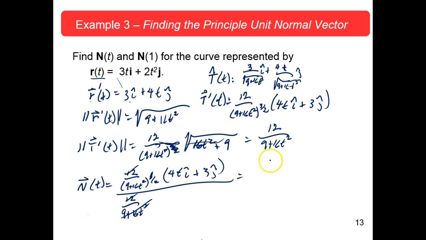So what we wind up with is, how do they write it? Yep, they write it just like that: 1 over (9 plus 16t squared) to the 1/2 power, times this vector 4ti plus 3j.